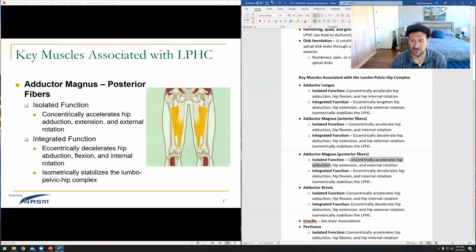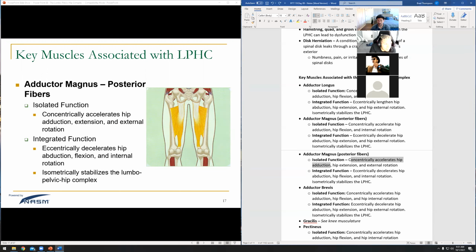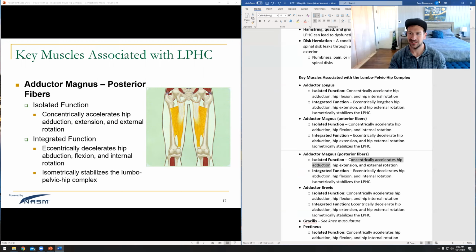Those are considered dynamic stretching, right? Yeah, those are considered dynamic stretches. We will get into dynamics at the end of the module.